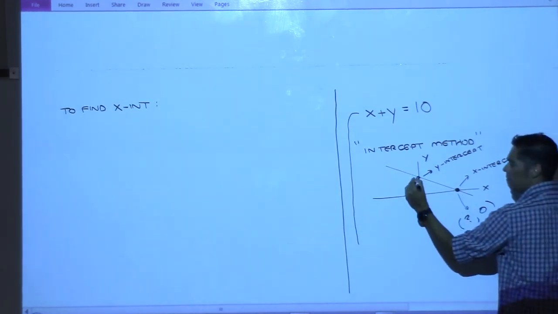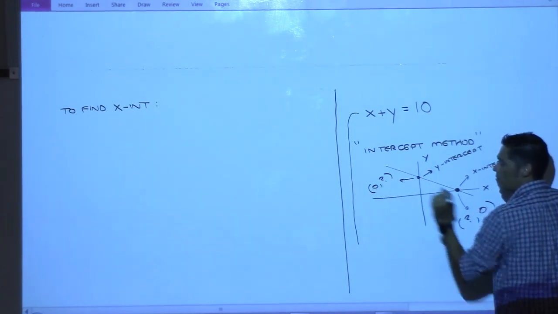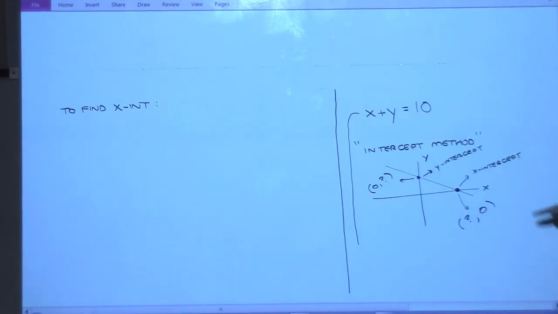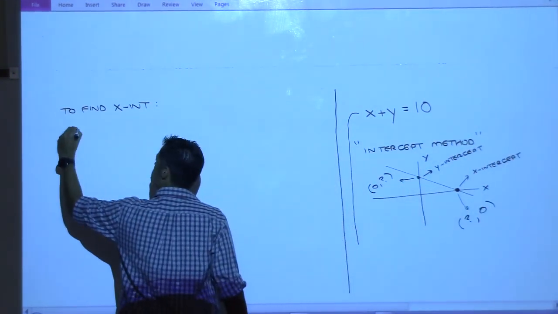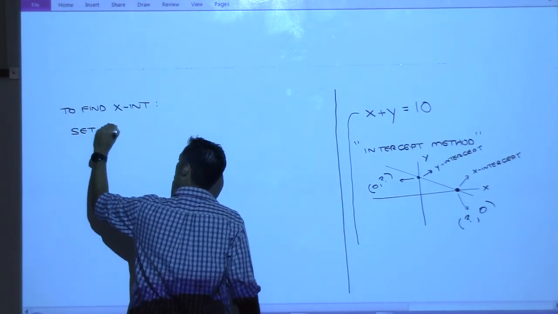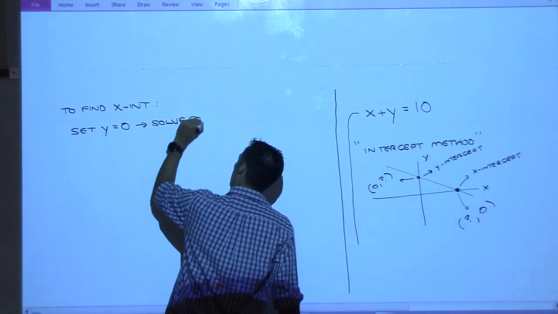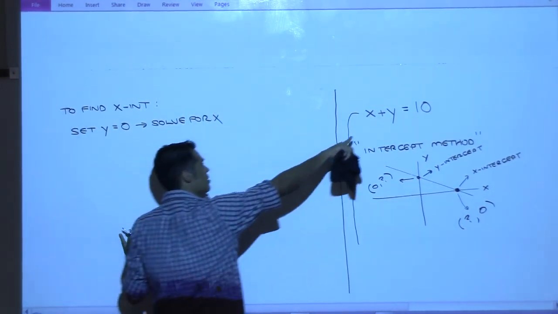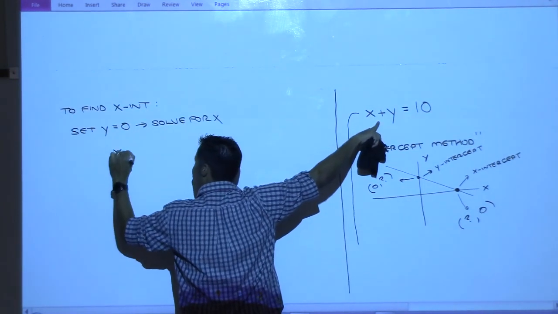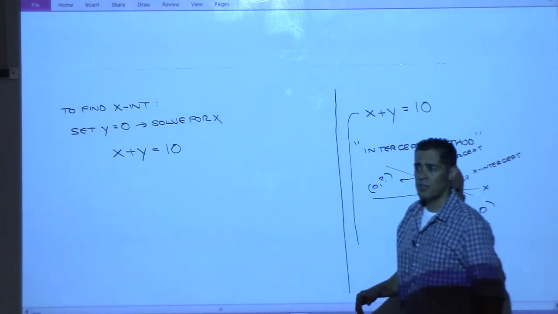How about over here? What can you tell me about that point? The x is 0 and the y you don't know, right? So if you want to find the x-intercept, you know that y has to be 0, right? So to find the x-intercept, what we do is we set y equal to 0, and then we solve for x. All right? So let's take our original equation right here. We're going to take x plus y equals 10. We're going to set y equal to 0.